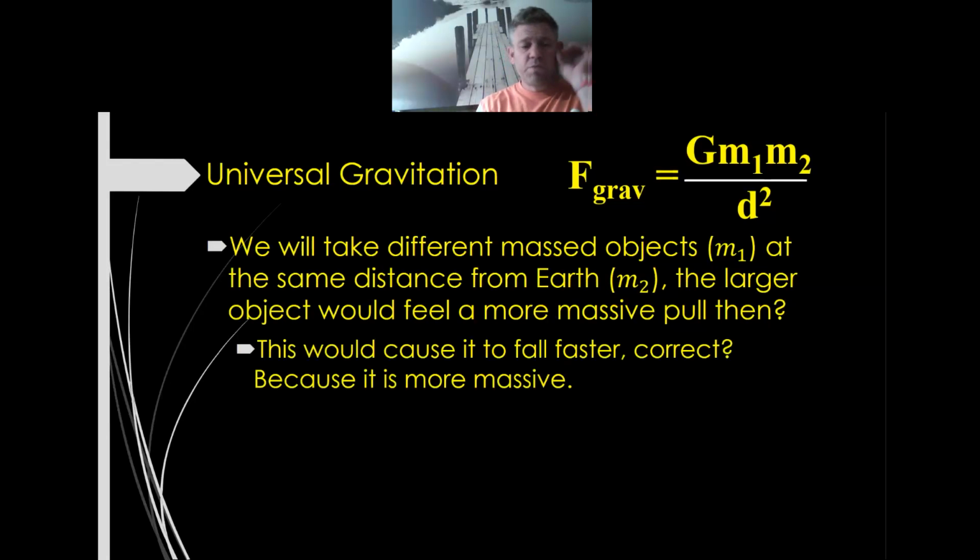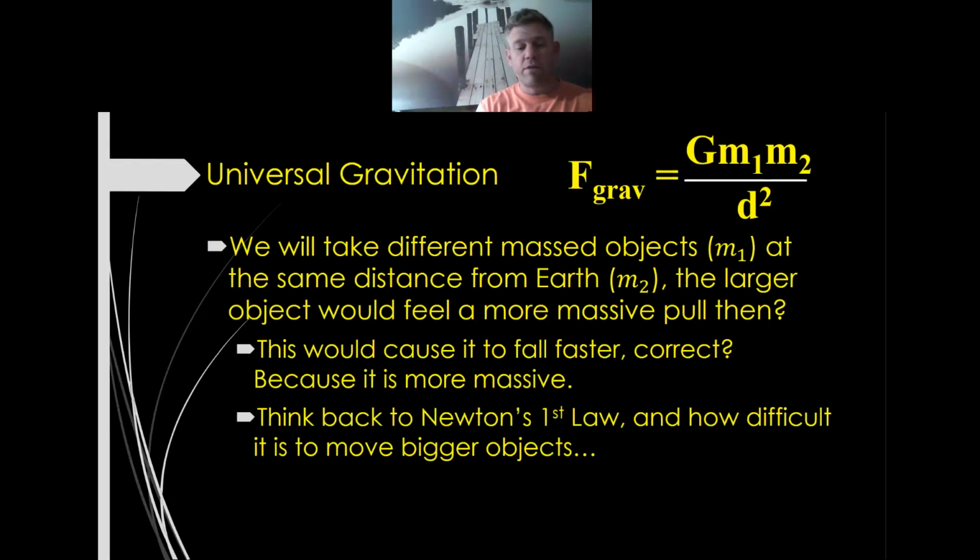Okay, so when we look at this, would more mass cause it to fall faster, right? Because it's more massive. So if we look at a bowling ball that is 15 pounds versus a bowling ball that's 5 pounds, if they're both at the exact same distance, say 10 feet off the ground, the higher mass one should experience a greater pull of gravity, right? But think about this. If we've got that 10-pound bowling ball, is it going to be easy for that to start?